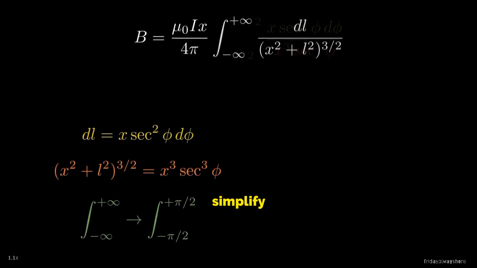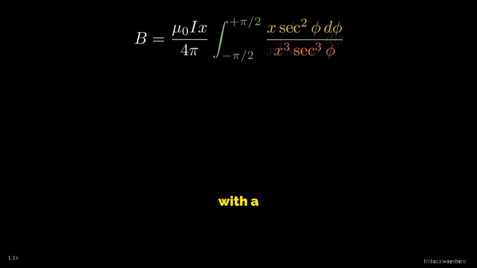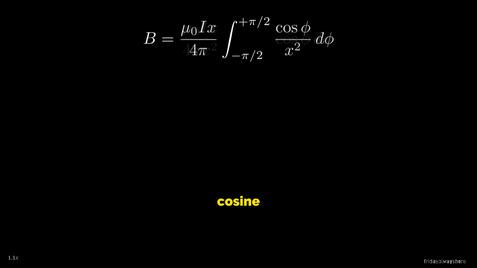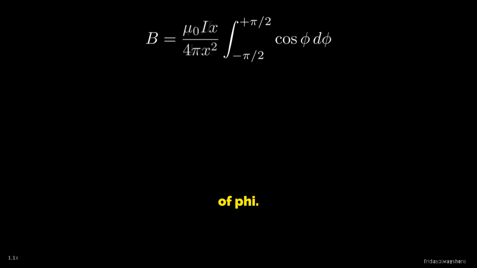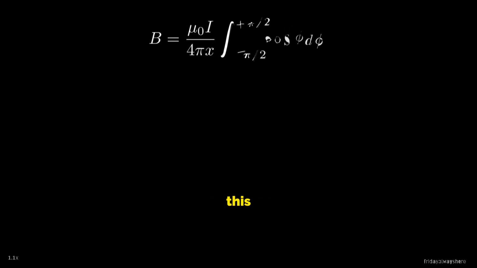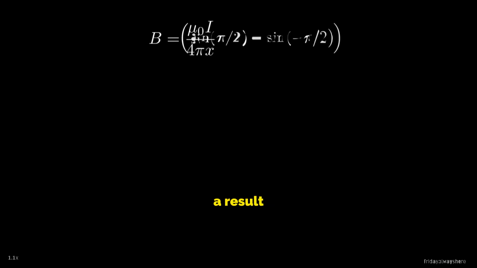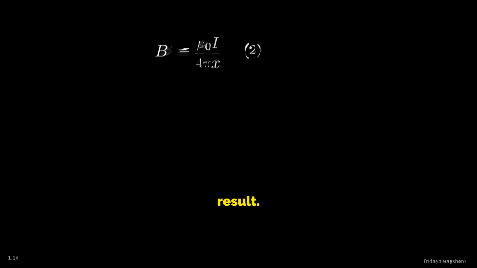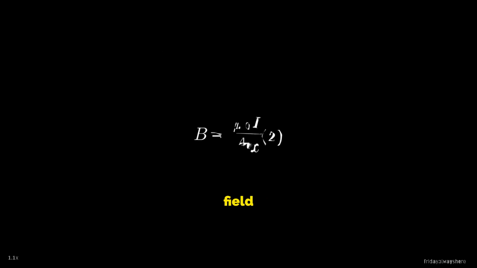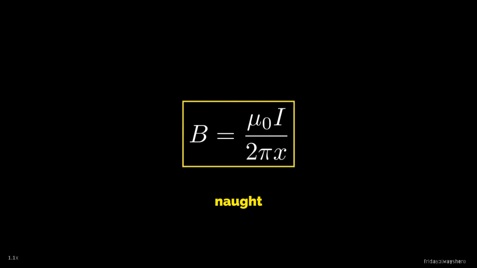The terms simplify beautifully, leaving us with a much simpler integral of cosine of phi. Integrating cosine of phi gives us sine of phi. Evaluating this from negative pi over 2 to positive pi over 2 yields a result of 2. This gives us our final, elegant result. The magnetic field B is equal to mu naught I over 2 pi x.